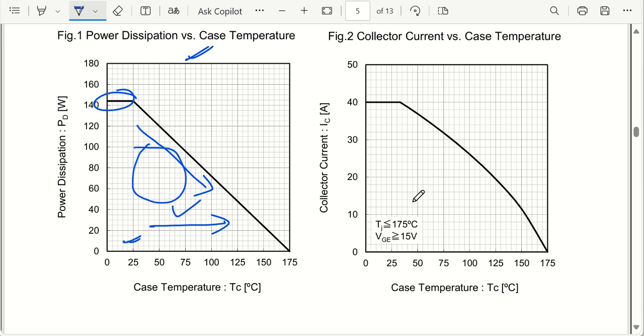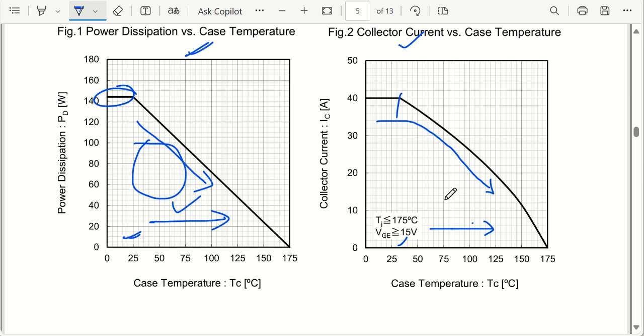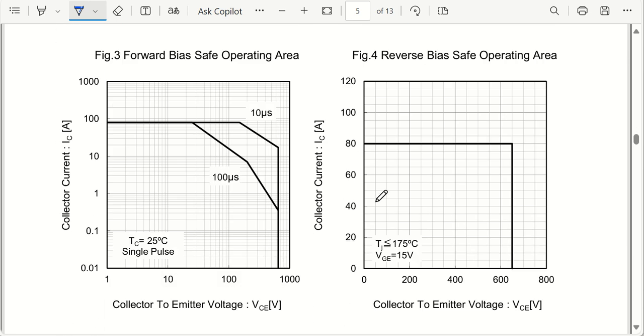All right. Similar to that, we have collector current versus temperature. So my collector current is around 40 amperes up to 25 or 30 degrees centigrade, and then it slowly starts reducing when my temperature starts increasing. Okay, so you must make sure at what temperature what the current capability is, and that will be the maximum allowed current through the IGBT. All right. So these two are very clear.